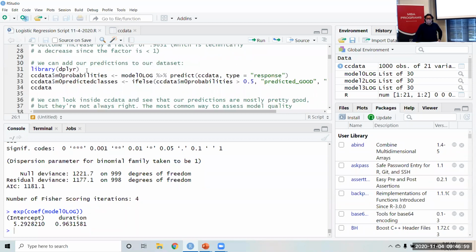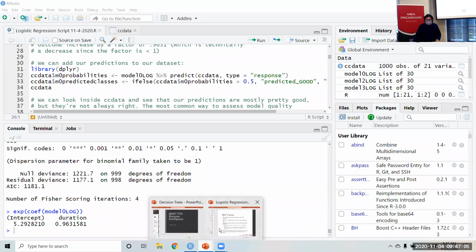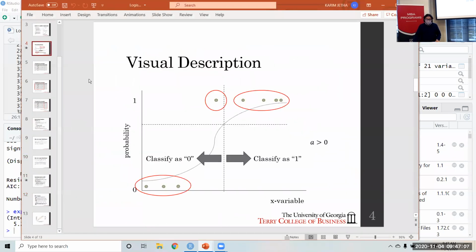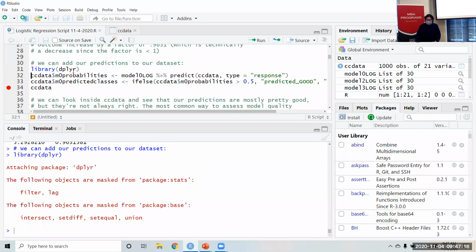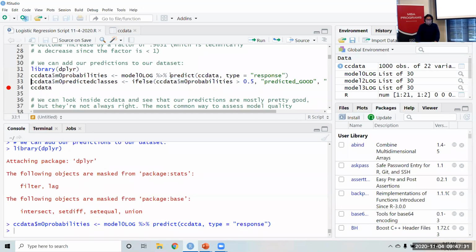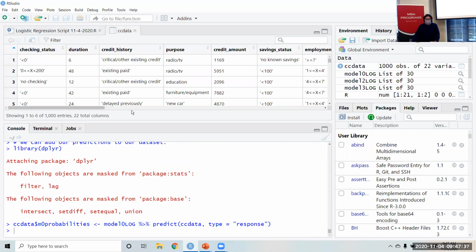All right. So one of the things that we can do then is add our predictions to our data set, right? Because what we did was we essentially made some predictions and we classified them as being good or bad, right? So let's take a look at what that looks like in practice. So we'll run dplyr, and then we'll create a column here called probabilities, and we'll use predict on our model to predict those probabilities, right?